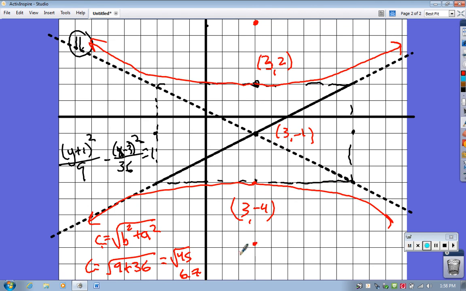And if I label those points, this is at 3, negative 1 minus square root of 45, right? It's offset of root 45 from the center. And this is going to be 3, negative 1 plus square root of 45.